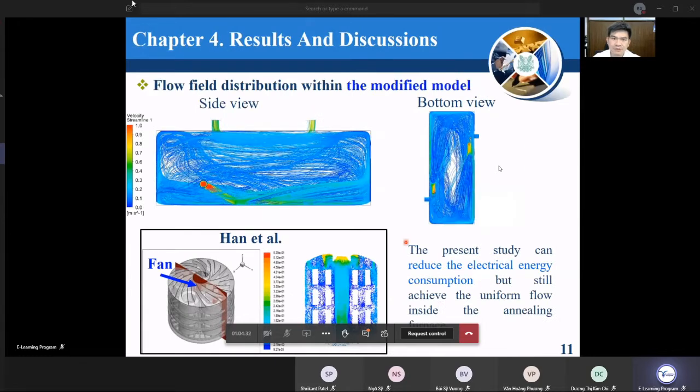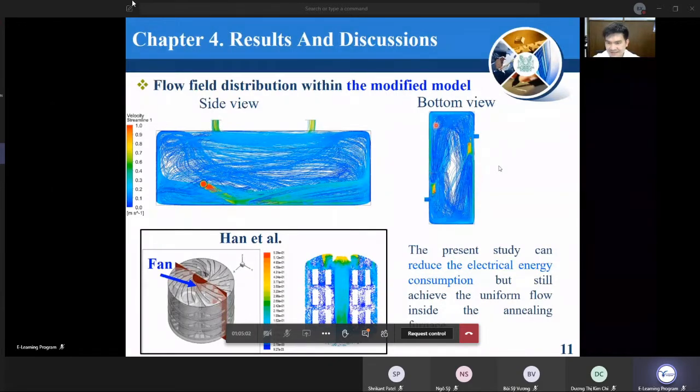And then we move to the modified model, and this is the side view and the bottom view. You can see that by using the elbow inlet here, the flow will be brought to the bottom and make a big swirl inside the furnace. And here, this is the bottom view. You can see, 1 and 2, and it makes the swirl like this.